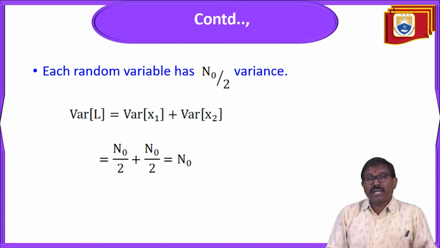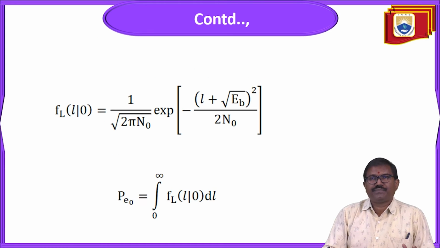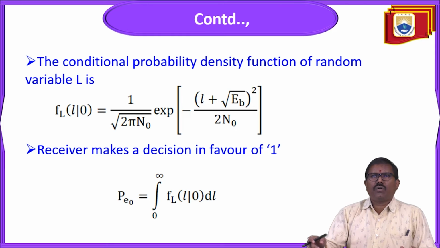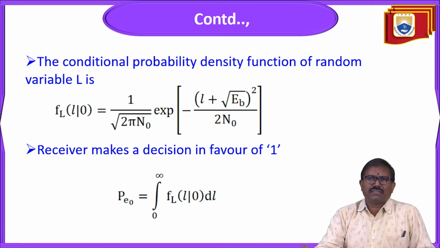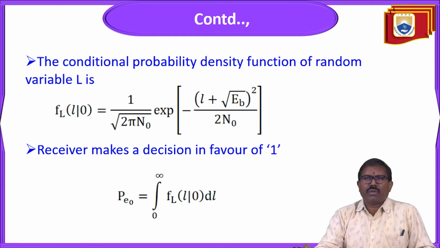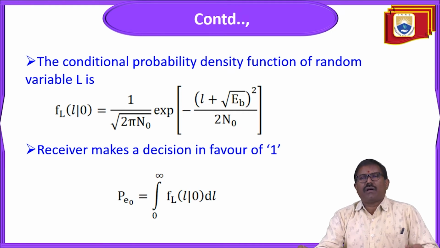Whereas the mean of L for symbol 1 transmitted is root Eb, and the mean value of L for symbol 0 transmitted is minus root Eb. Now the conditional probability function of random variable L, f_L(L given 0), is equal to 1 by square root of 2 pi N0 times exponential of minus (L plus root Eb) whole square by 2 N0.